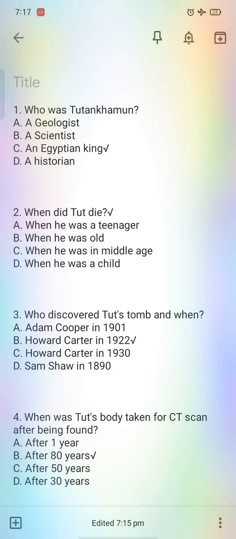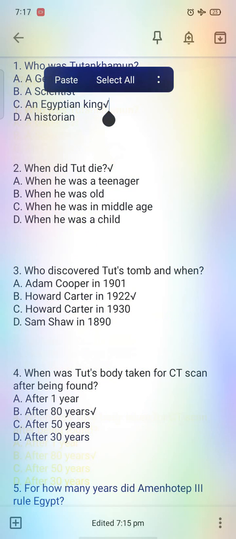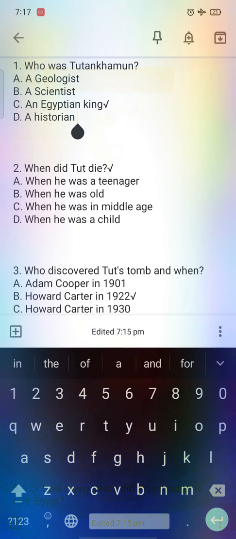First, who was Tutankhamun? Four options have been given. First option, a geologist, second, a scientist, third, an Egyptian king, and fourth, a historian. The correct answer has been ticked already. This is C, an Egyptian king.